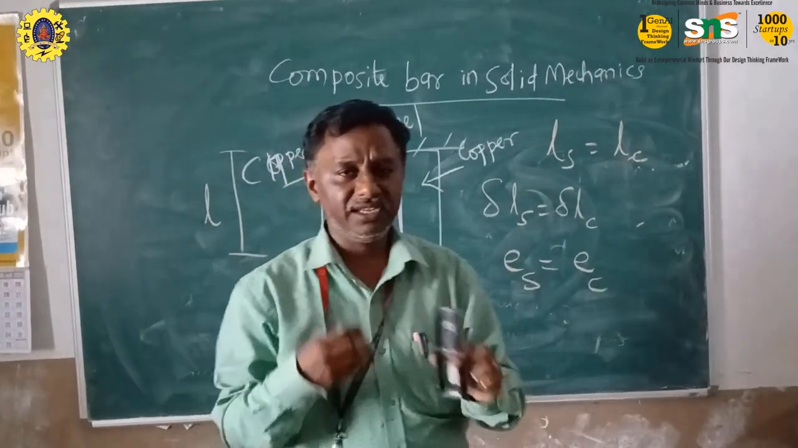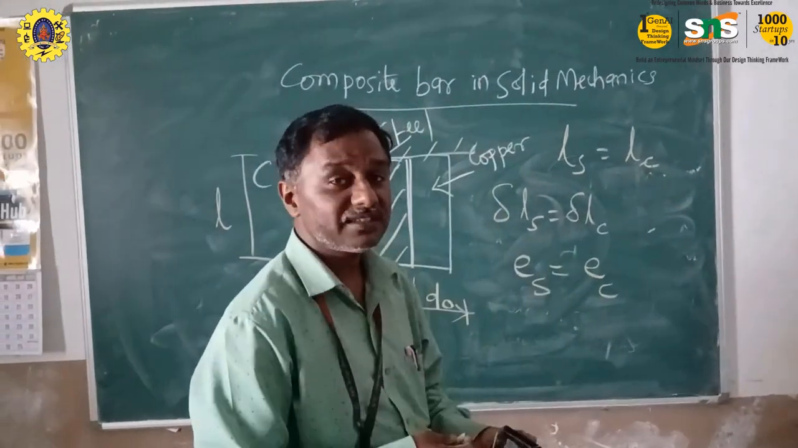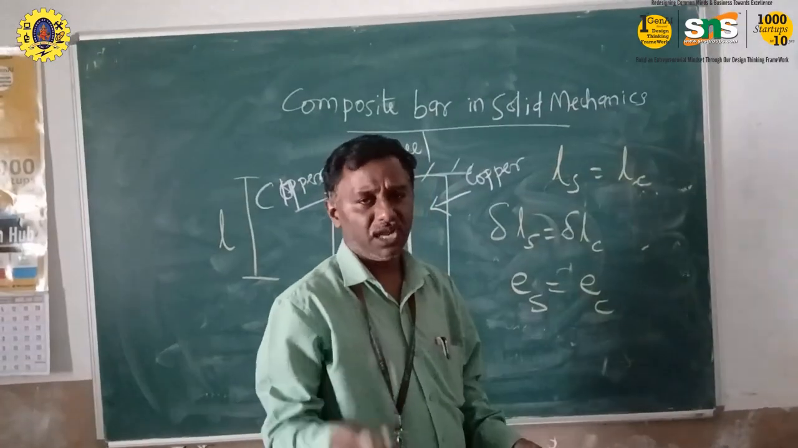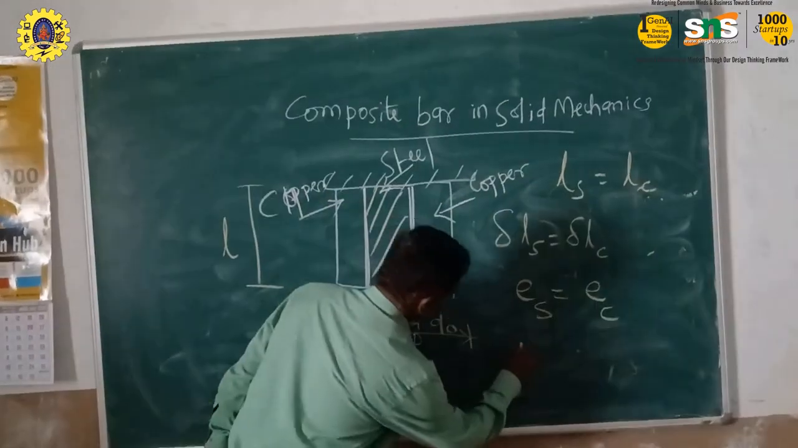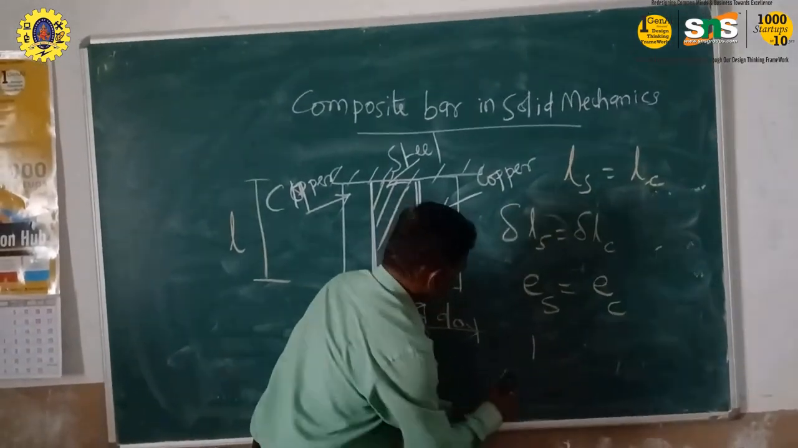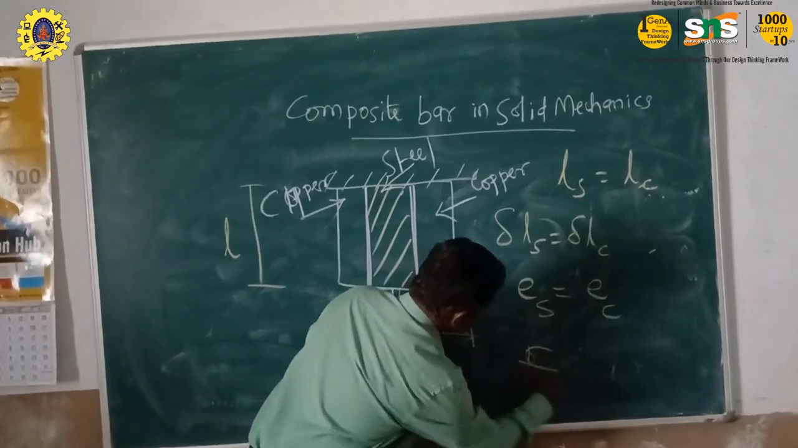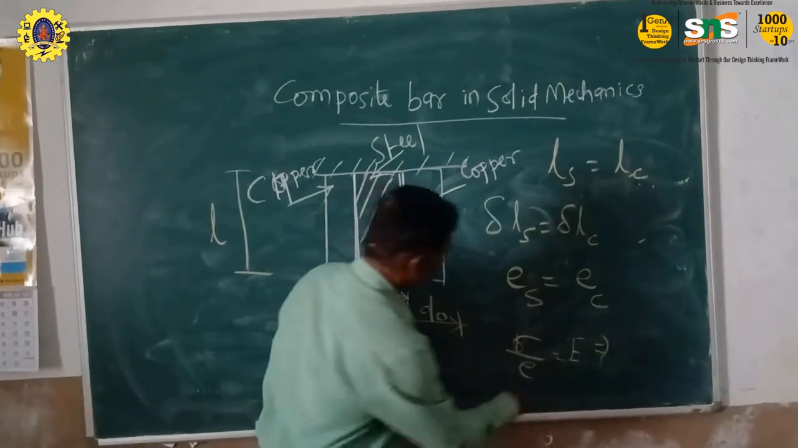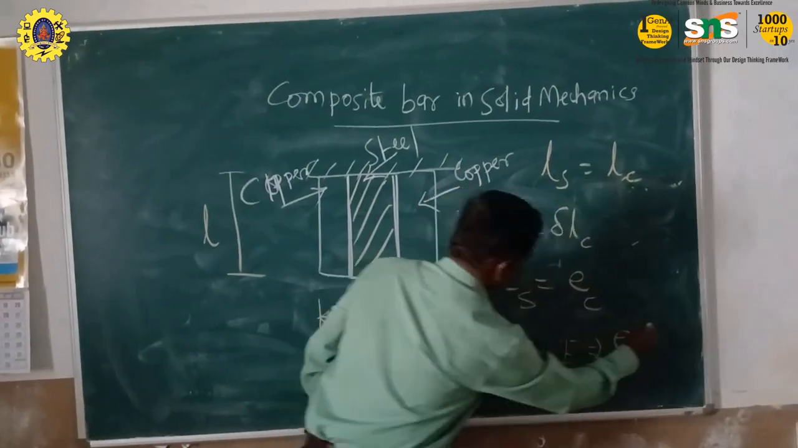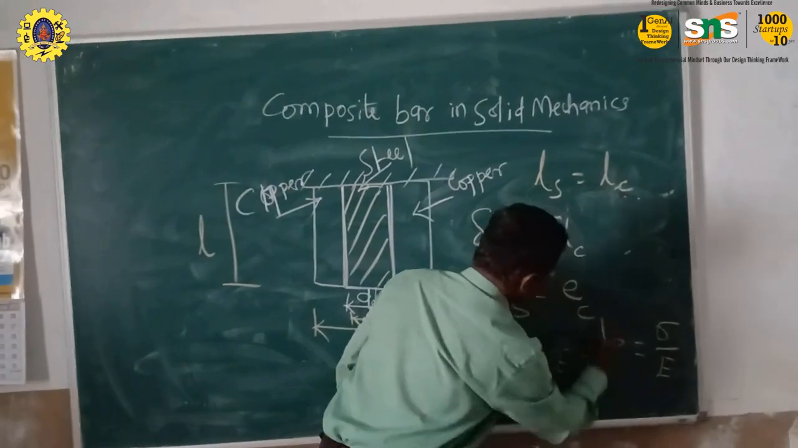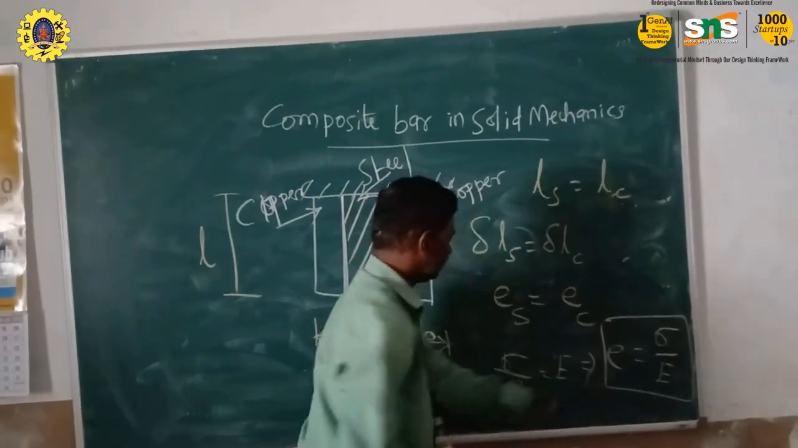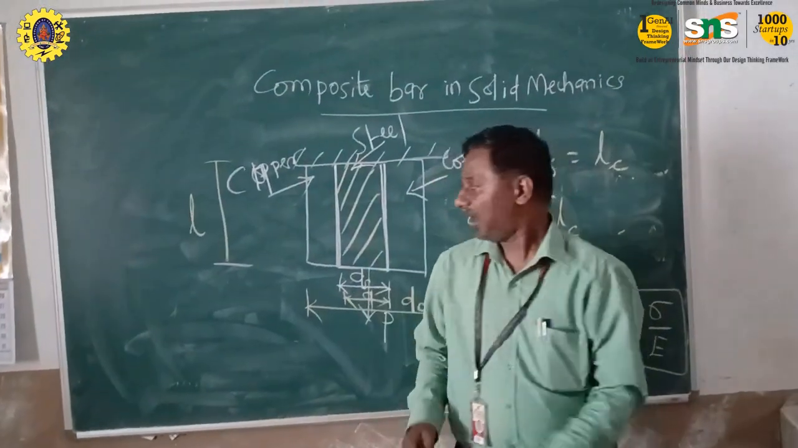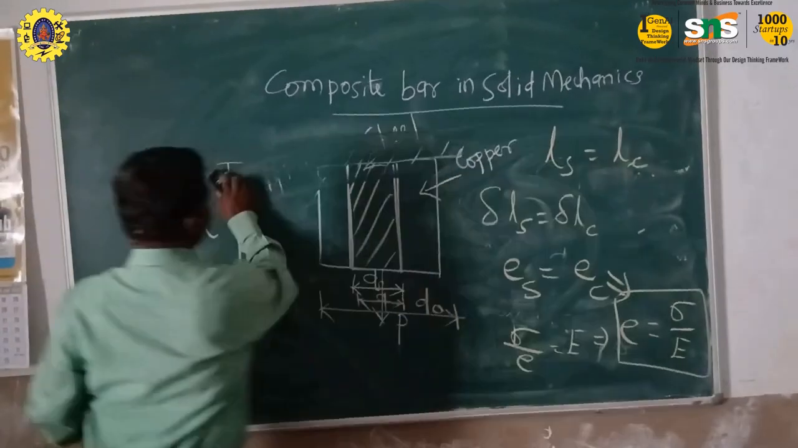Then how to find the load distribution as well as the stress distribution? Since we have strain, we can start with Hooke's law. What does Hooke's law say? Stress by strain equals Young's modulus. From that I need to know the strain. So strain equals stress by Young's modulus. That is the concept we are going to apply. So I am going to apply strain in terms of stress.